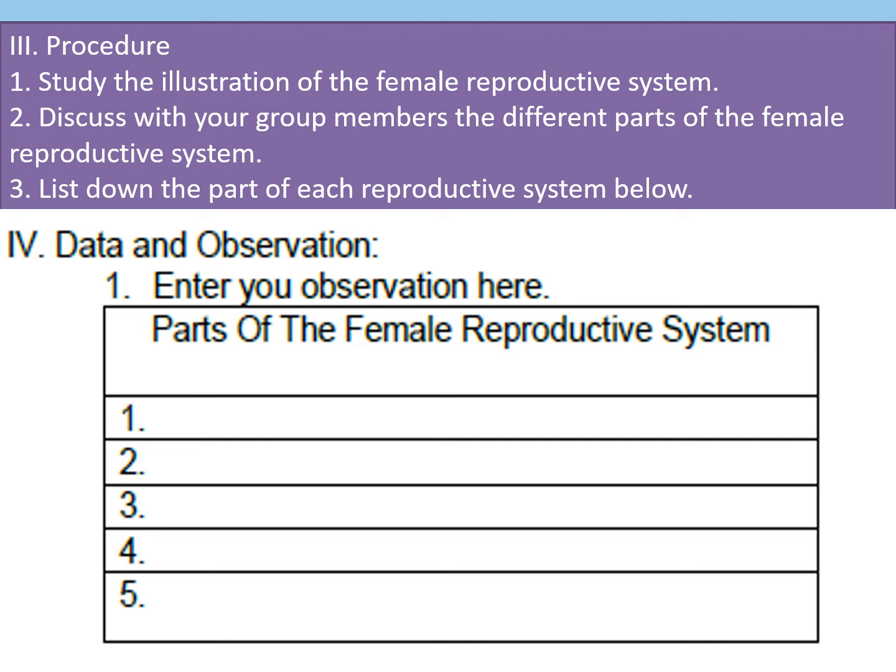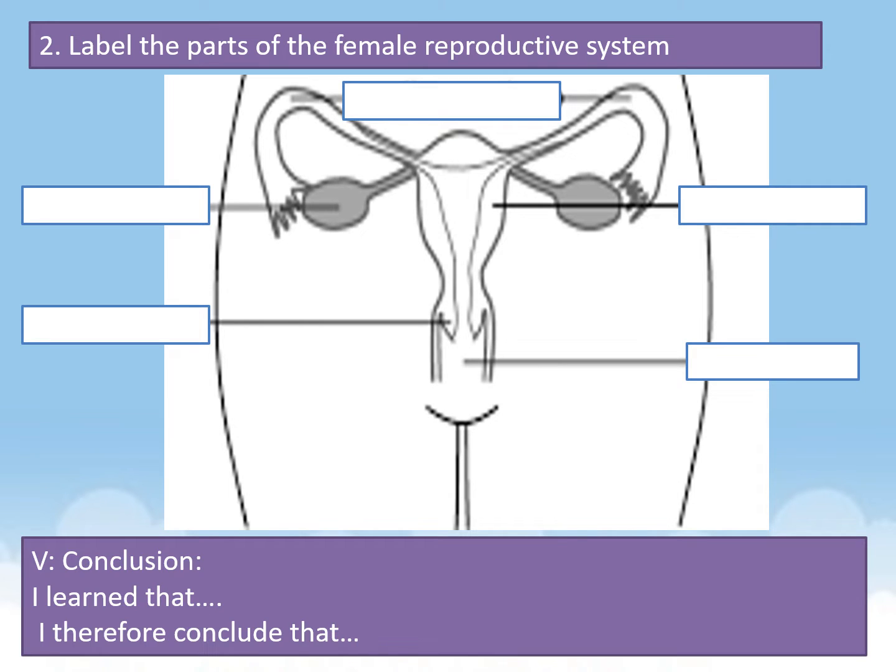Procedure: study the illustration of the female reproductive system. Discuss with your group members the different parts of the female reproductive system. Okay? Enter your observation here. Parts of female reproductive system. So, lahat ng iyan ay isulat sa inyong kwaderno. Ang sagot. Label the parts of the female reproductive system. Ayan din po, isulat ang inyong tamang sagot sa inyong kwaderno.